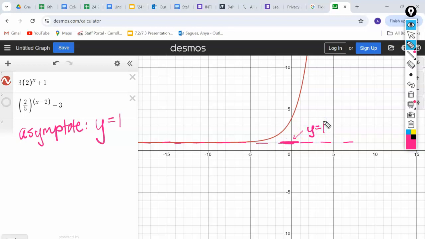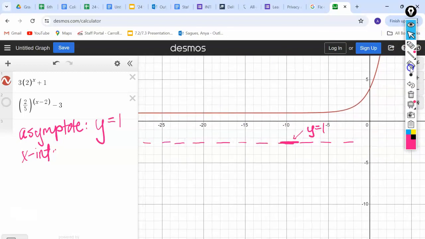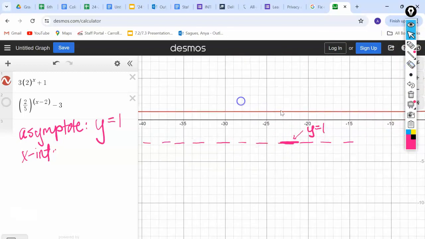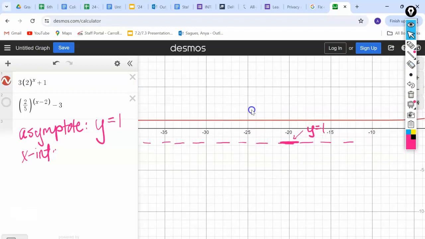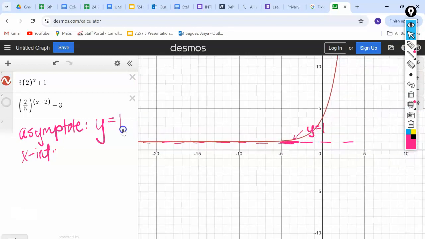The other thing that we're going to be looking for on this graph is the x-intercept. Now, sometimes it may happen that your graph does not have an x-intercept. And in this one, this is the case, because as I go forever, it's looking like it's going to be flat forever. It's going at y equals 1 forever, so it is never going to cross the x-axis. And so it's okay if for x-intercept my answer is none. So for 3 times 2 to the x plus 1, my asymptote is y equals 1. My x-intercept is none.